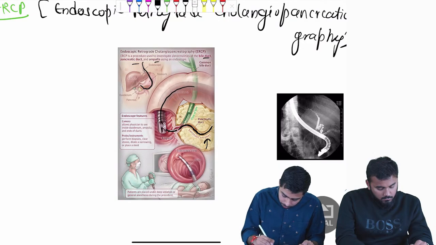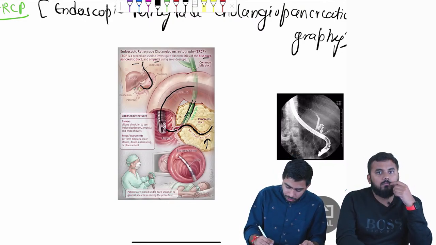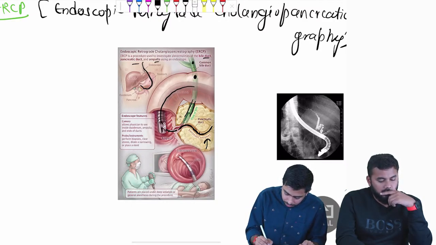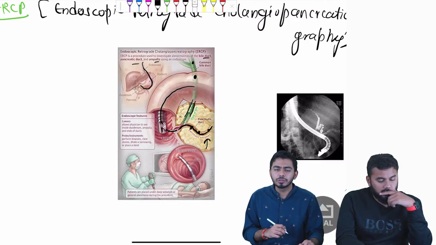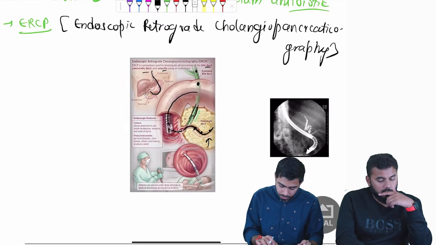So over here you can see, what is this green color duct? That is the common bile duct. So with that we can actually clear the stones which are stuck in the common bile duct, and with that we can clear the stones which are actually present in the pancreatic duct. So that is the use of ERCP. That's why we can use the ERCP.